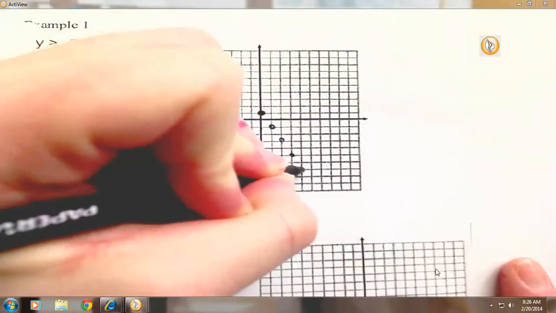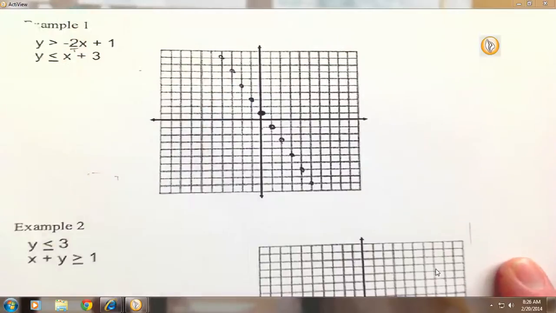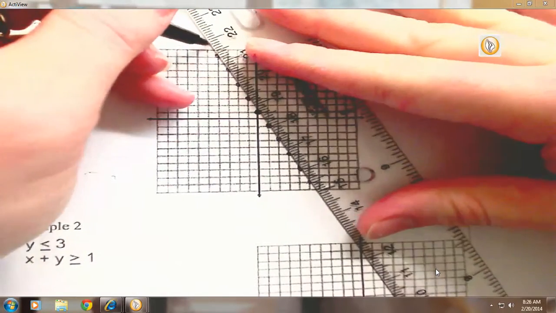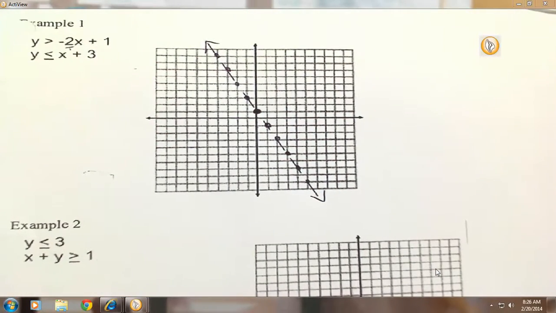Again, I would go through your graph as far as you can with your points. For this first inequality, will we use a dash or a solid line? A dash. So let's do our next step. We've graphed it, and decided it's going to be a dashed line. Now we're ready to shade.